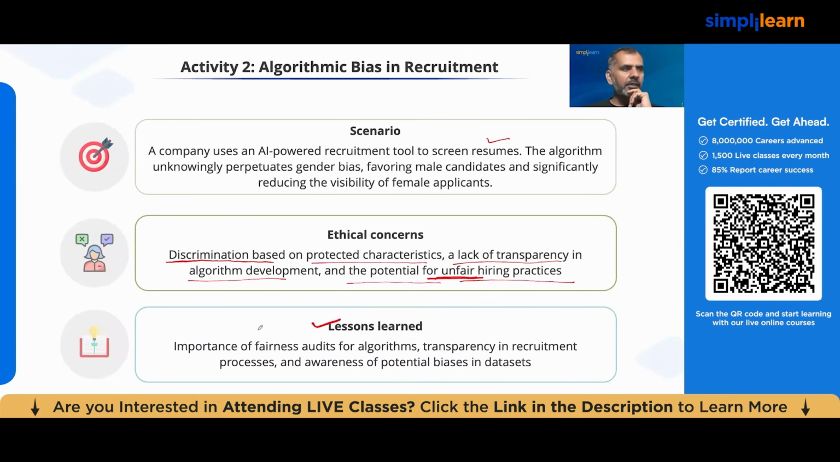Now, what is the lesson learned? So it is the importance of fairness audits of the algorithm, which should be very transparent in the recruitment process, and awareness of potential biases in the data. So you need to add some practices through which you can identify those biases, even if the model is doing such predictions, so that you will be able to get a true judgment after this, guys.